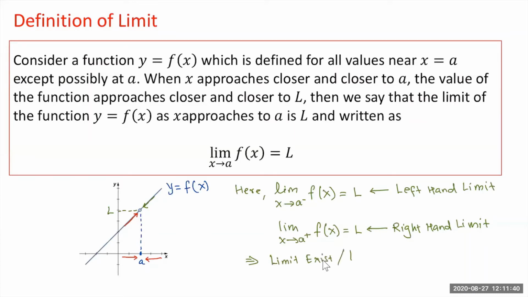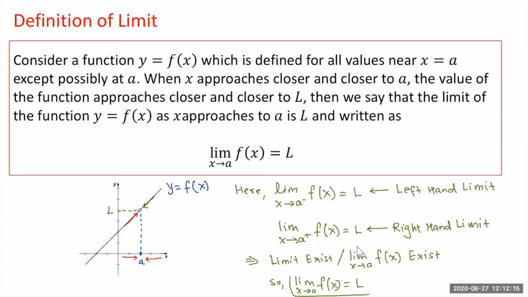Or we say the limit as x approaches a of f of x exists, because from both sides, from the left and from the right, the limiting values are equal. Then we say that the limit as x approaches a of f of x exists. The meaning of that is that from both sides, we go to the same value. And we write it like this: the result is written as the limit as x approaches a of f of x is equal to L.